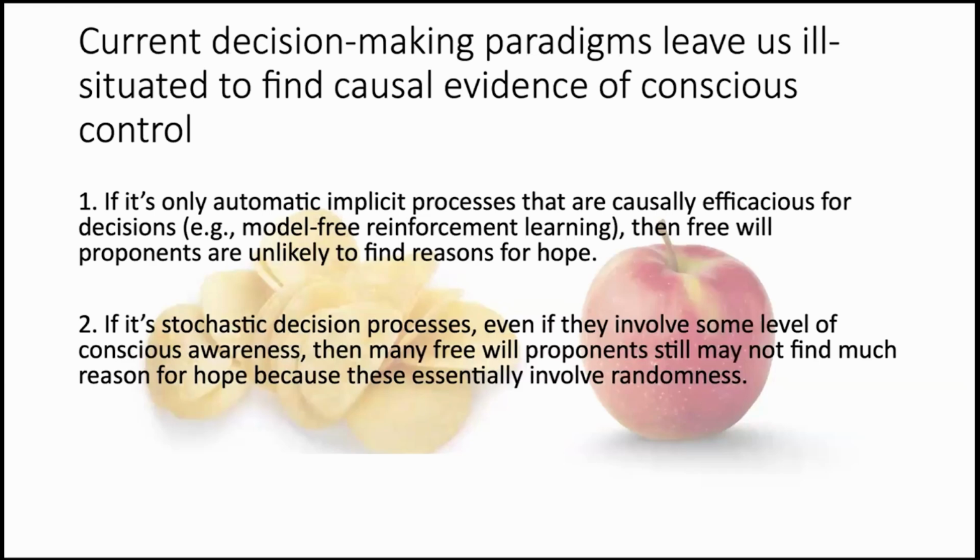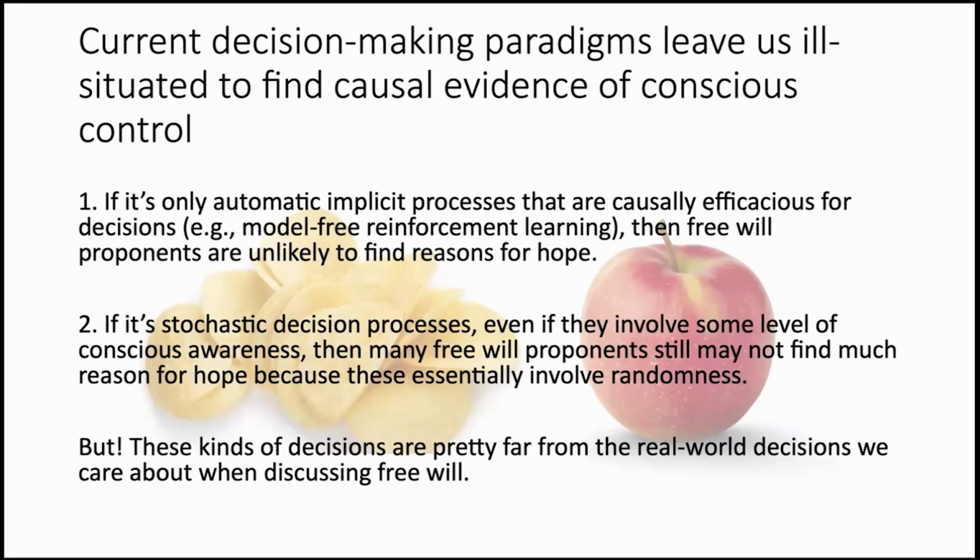On the other hand, if it's these more deliberative model-based decisions, but those are really guided by stochastic decision processes, then that's not great either, in some ways, because we have this randomness or stochasticity that's really driving a lot of the model-based decision making that we're doing. And so you might not think that's the best place to find evidence for the role of conscious control either, right?